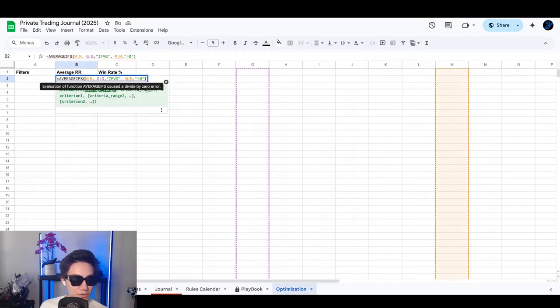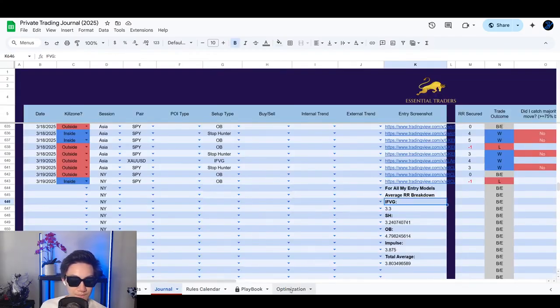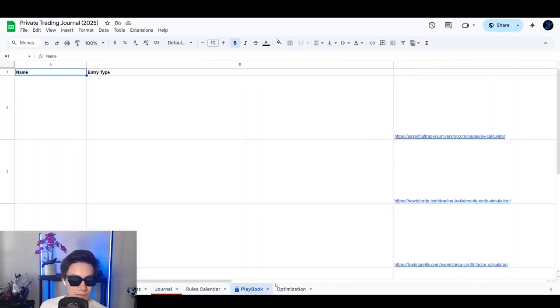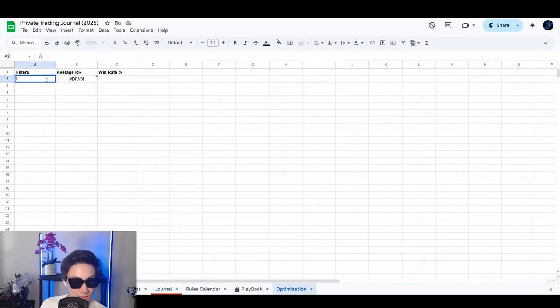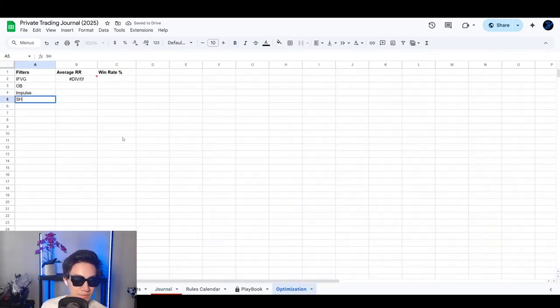So I have to look this up, but there is a formula to change it so it's referencing another subsheet here. Let me see if I can find it here real quick, y'all. Okay, so if you do IFG here, and let's put the other entry models. So we have IFG, which is one of my entry models. I have the OB entry model. I have the Impulse entry model. And I also have Stop Hunter.